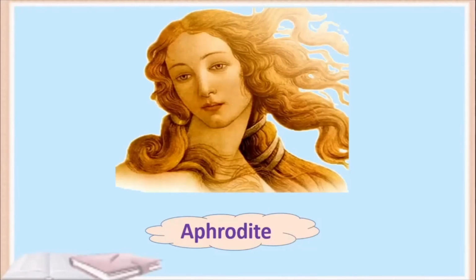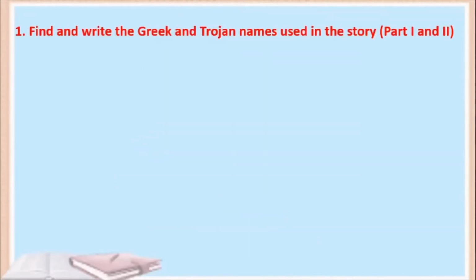Now, like I told you, we will look at a few exercises which are remaining here. So let us go to the exercises. This is the first one. You're supposed to find and write the Greek and Trojan names used in the story, in part 1 as well as in part 2. So what were the Greek and Trojan names? You should pause the video here.